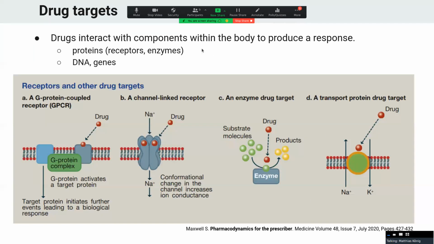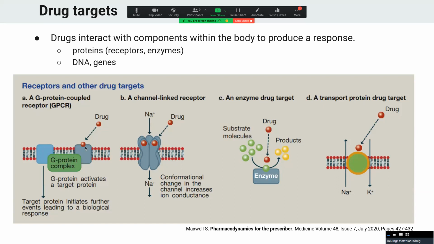Okay, so how is this pharmacodynamic effect normally happening? Most of the time, the drugs interact with components in the body to produce a certain response. And most of these responses are due to proteins and binding of the drug to certain proteins and then changing the properties of these proteins. These are often receptors on cell membranes in the target tissues, or enzymes which are catalyzing certain reactions. And the drug is then basically binding to it and changing properties.